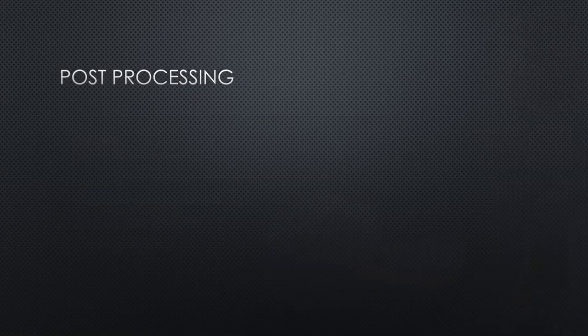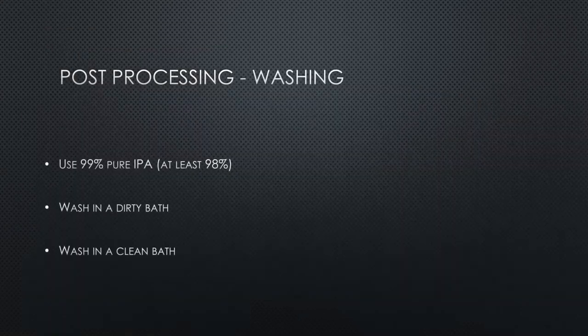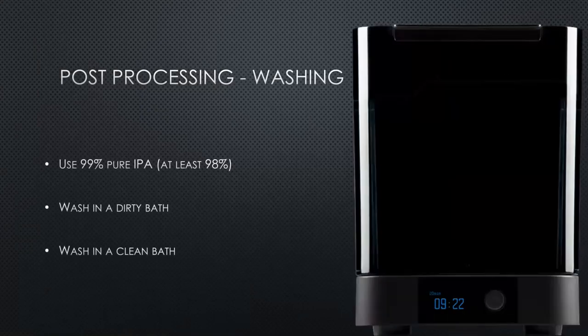Once you've printed out your parts, you still need to clean and post-process them. So let's discuss that a little bit now. Parts should be 100% or higher purity. I use 99% for pretty much everything. Sourcing that nowadays may be a little bit of an issue, but we'll see once we get back to whatever our new normal is. Your first stage is a dirty bath for removing large amounts of resin, and your second stage is a clean bath to ensure that your part is as clean as possible prior to curing.